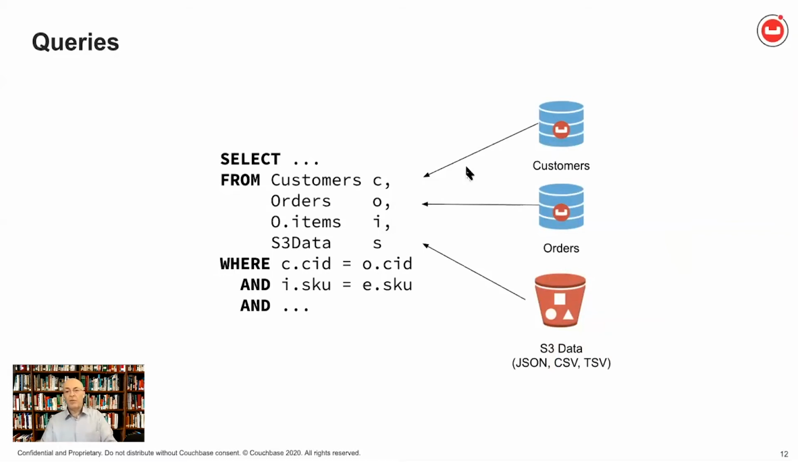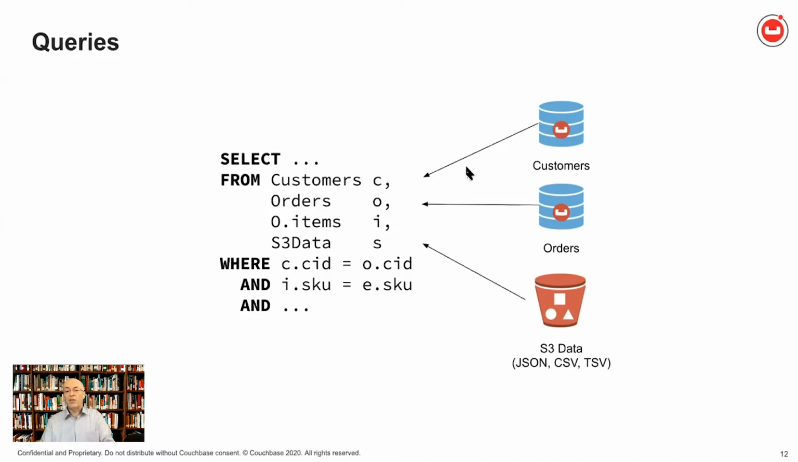The way that you can access the data in S3 is basically the same way that you can access the data right now in Couchbase Analytics, which is we have the abstraction of what we call a data set, that's kind of the equivalent of a table in a relational system. And here you see a simple query where you get your customers, your orders, you get some order items, and you get your S3 data. All of those are data sets which contain the data that we're querying.